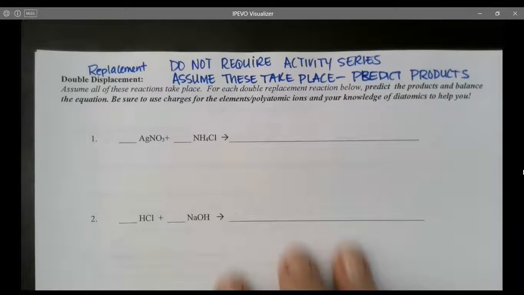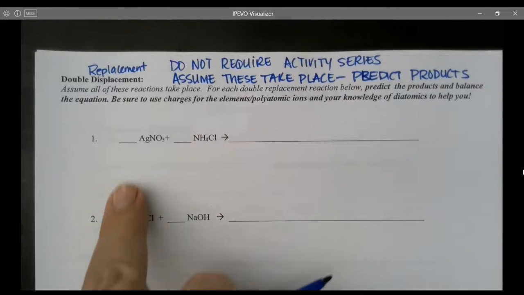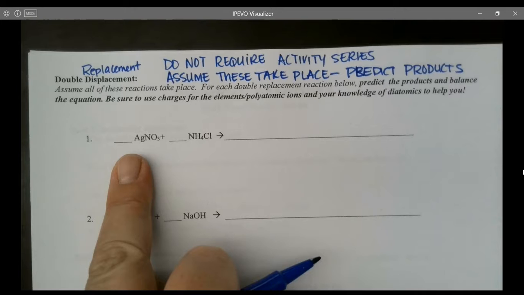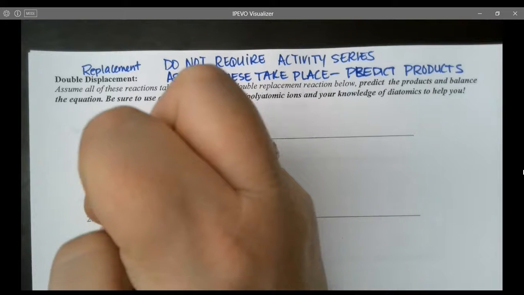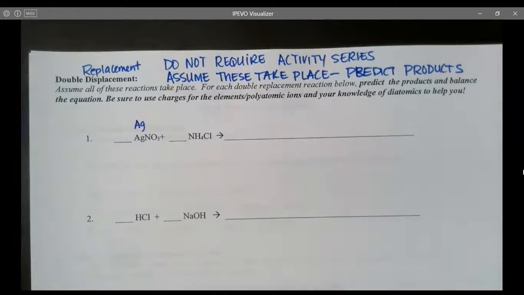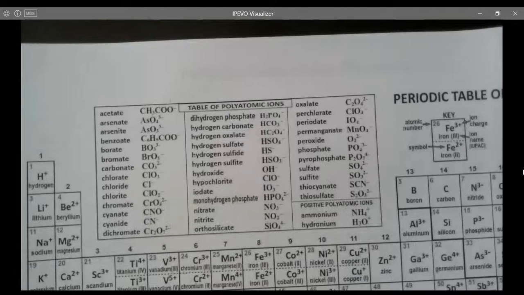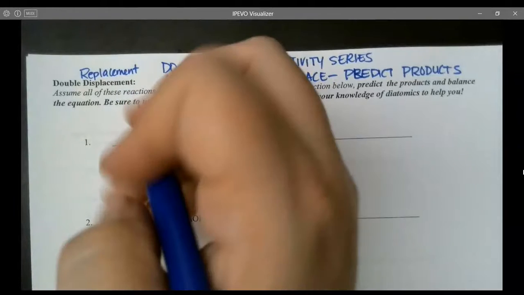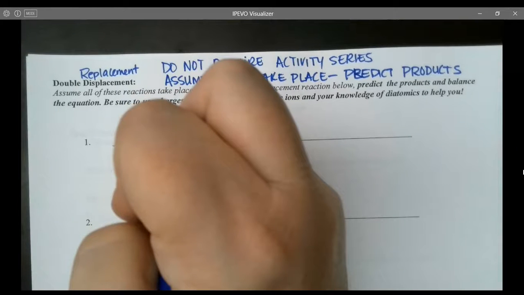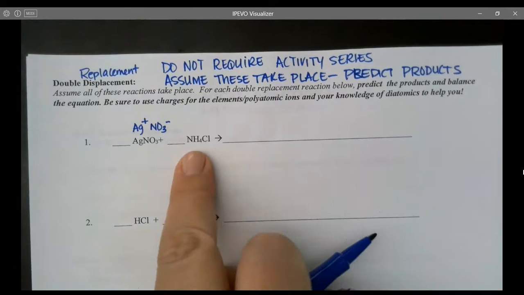So for this one, I'm going to let you guys do the rest of the sheet, but I am going to do number 1 with you. Okay, so AgNO3 and NH4Cl. I'm going to do all the things I would have done before, except this is a double, so I'm going to make 2 new compounds. I'm still going to need my periodic table of ions. So look up charges. Ag is a +1, NO3 is a -1.